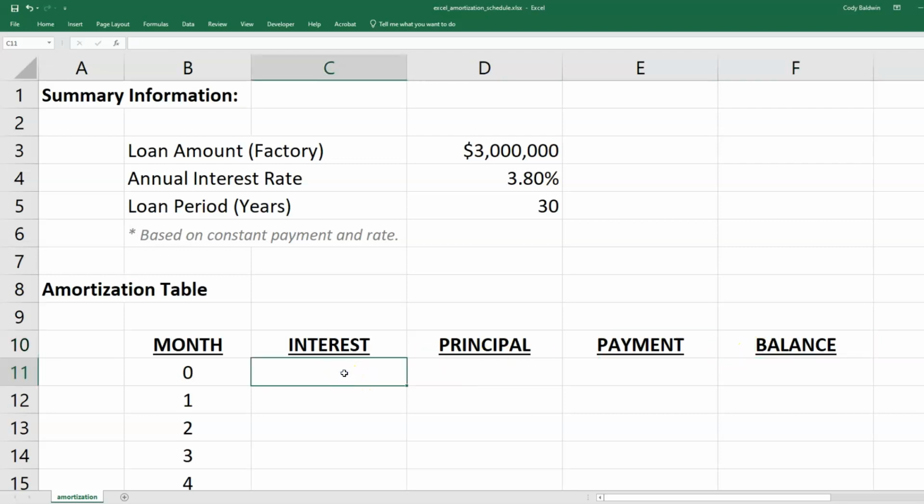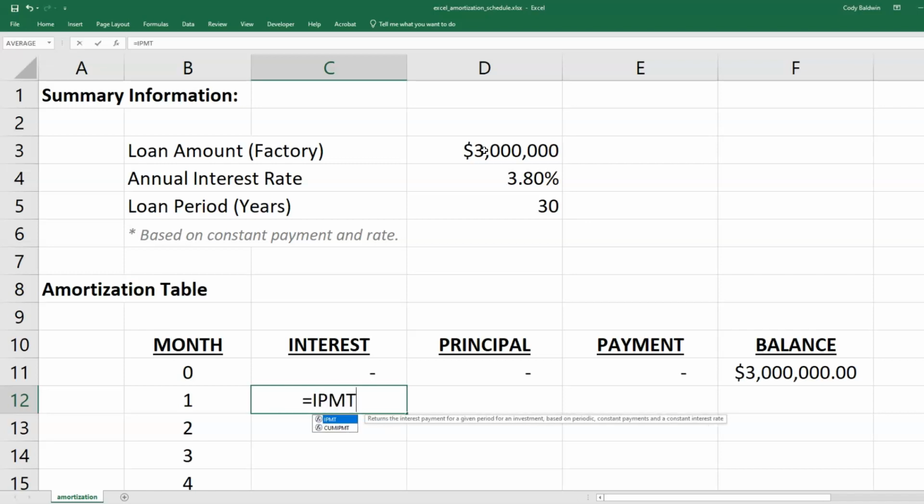So in month number zero, we're just going to put the interest, principal, and payment at zero, and just use this to reference what the start of our loan is. Month zero is just to show that our loan has started. And then month one is when we make our first payment. So what we want to do is calculate our interest and our principal and sum that up to get our total payment. So to calculate the interest payment, we can use the IPMT function.